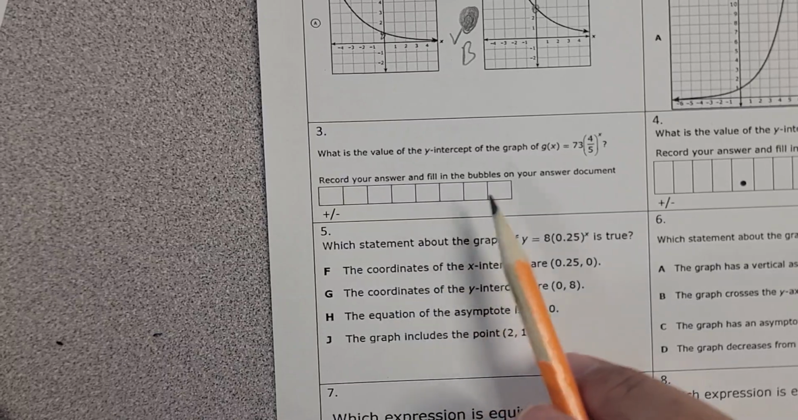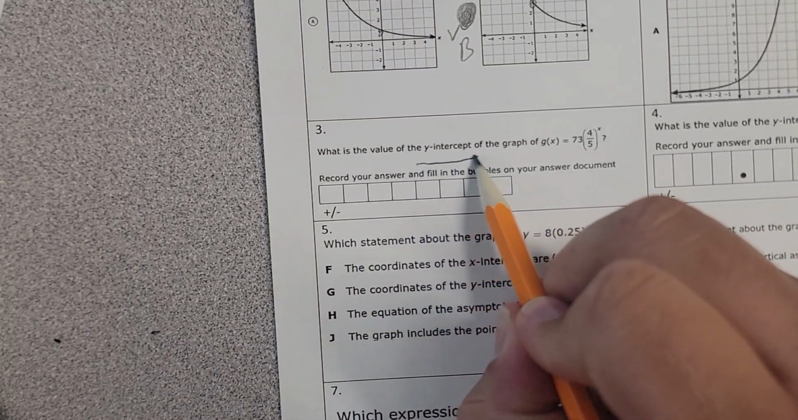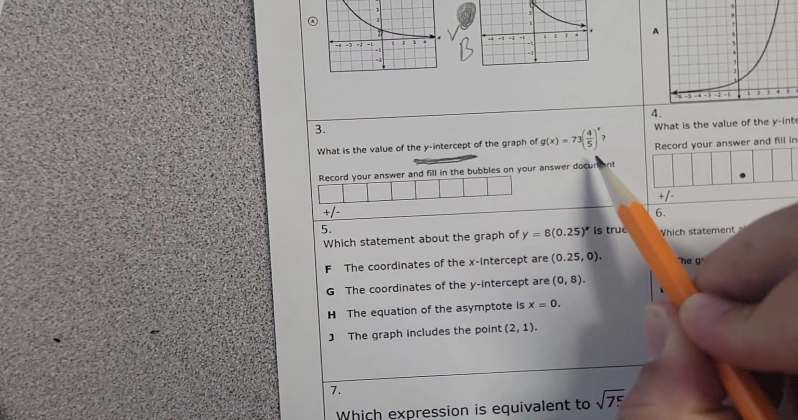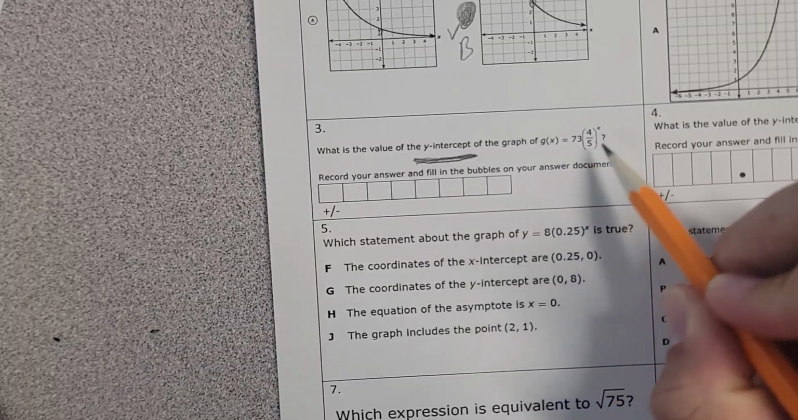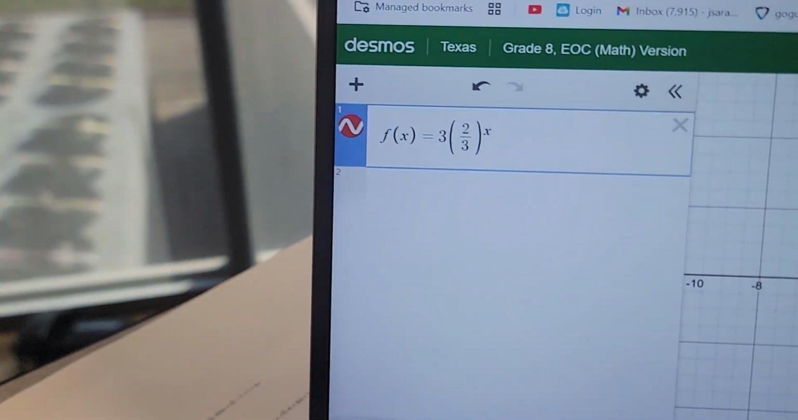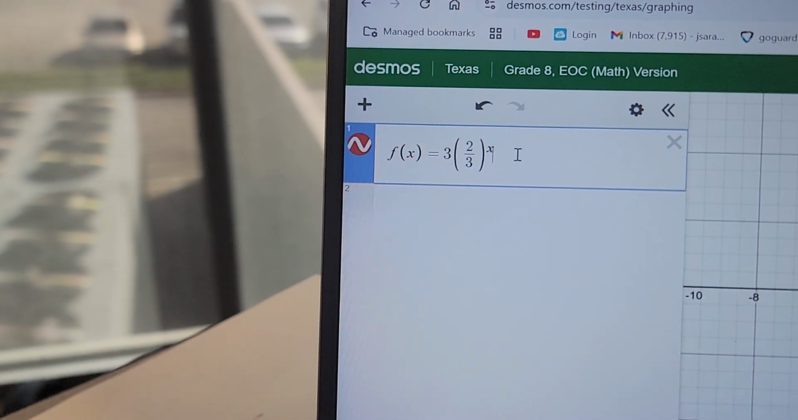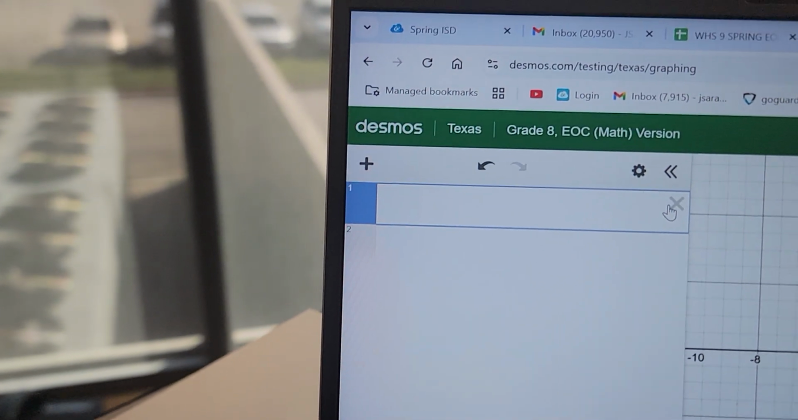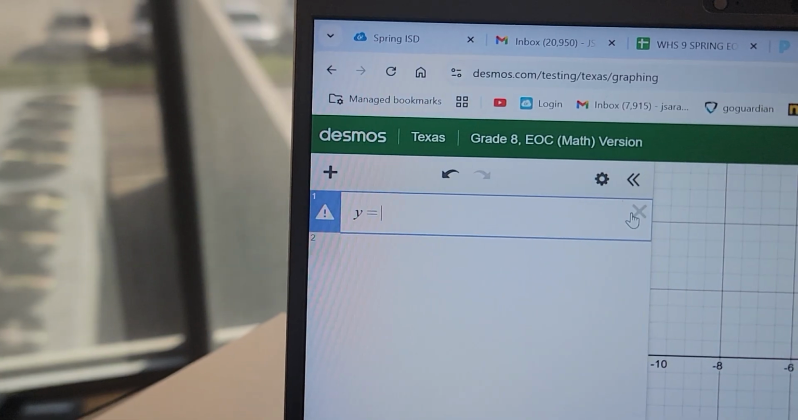Okay, so for this one, it says, what is the value of the y-intercept? What is the y-intercept of the graph? And then we have your g of x. So let's type this into Desmos again. Now, if you want to put y equals, we can put y equals. Here, let's erase this. I can put y equals. Some people like that better.